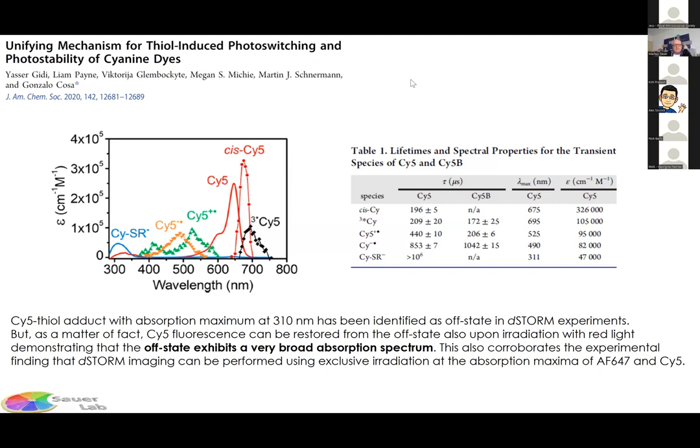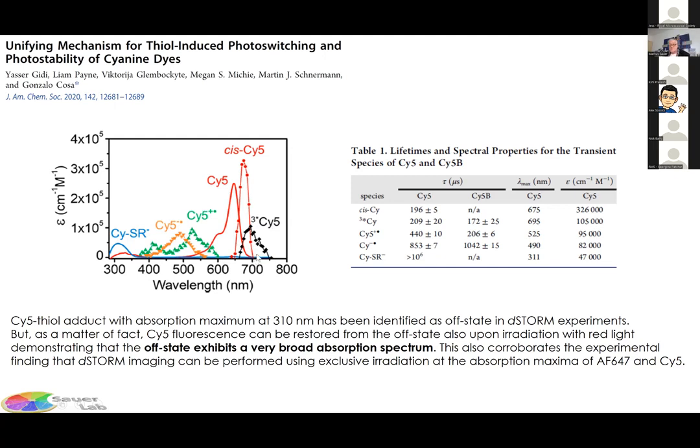And they came up with these absorption spectra. A cyanine can isomerize between the trans and cis. The cis state has a strong overlap with the emission of trans Cy5, the triplet as well. And the reduced Cy5 in the presence of switching buffer shows the main absorption band at 310 nanometers. This confirms the study of Roger Tsien and Xiaowei Zhuang that the product is a Michael addition, chemically speaking, so the thiol attacks the double bond. But there is also still some absorption here in the longer wavelength range.